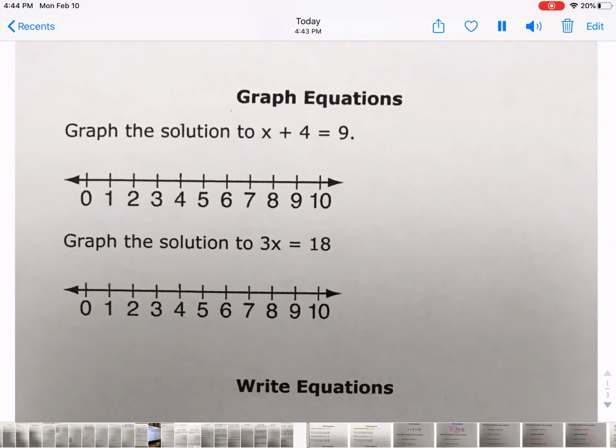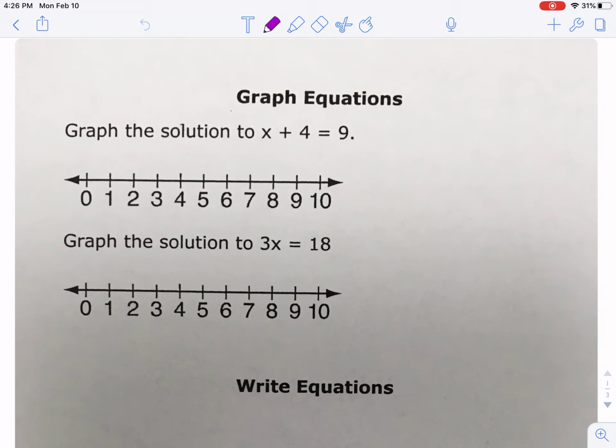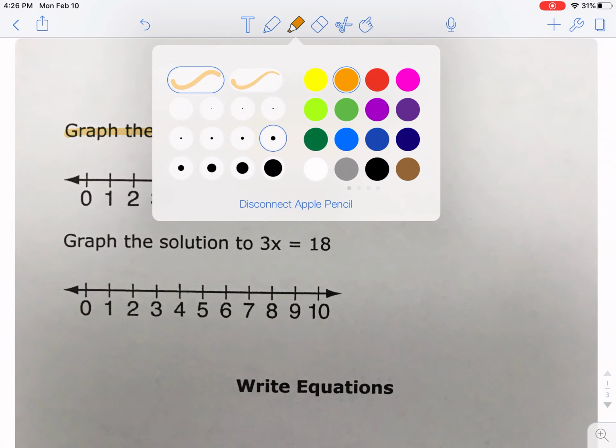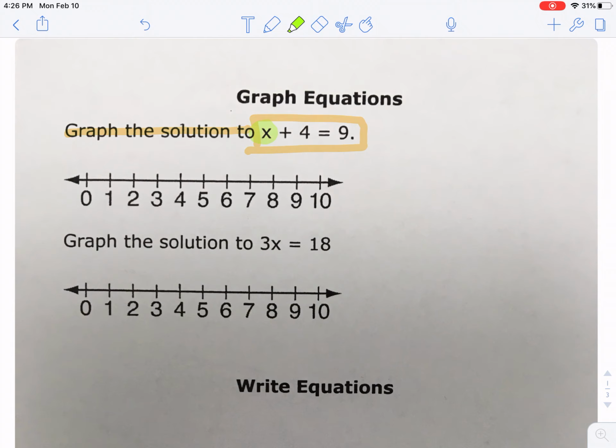All right, today we're going to talk about how to graph equations on a number line. So if you look right here, it wants us to graph the solution to x plus 4 equals 9. Well, think about what number you know. What number plus 4 equals 9? And that number is going to be 5, right? 5 plus 4 equals 9. So x is equal to 5.